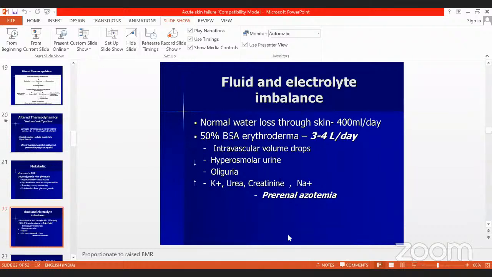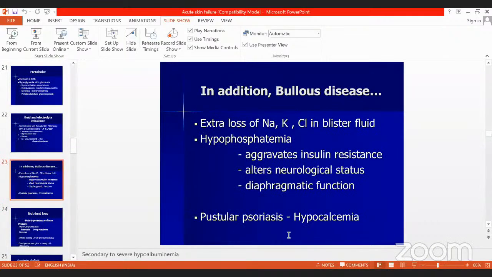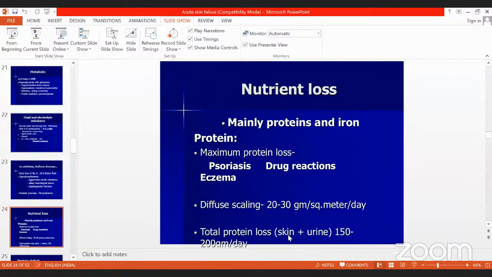They might go in for prerenal azotemia. In addition, in patients who have skin loss like the bullous disease, there's extra loss of electrolytes in the blister fluid, and they also develop hypophosphatemia, which aggravates the insulin resistance. One thing, in patients with pustular psoriasis, they are particularly prone to hypocalcemia, which can also be a trigger for pustular psoriasis. So look for electrolyte imbalances in a patient with acute skin failure. Look for loss of fluid. So ask the patient how much urine he has passed. Maintain an input-output chart. Look at his mouth, see if it is dry. Look for features of fluid loss in these patients.